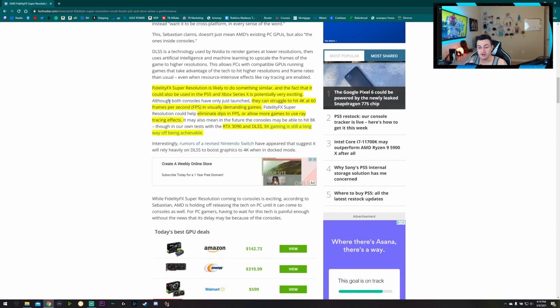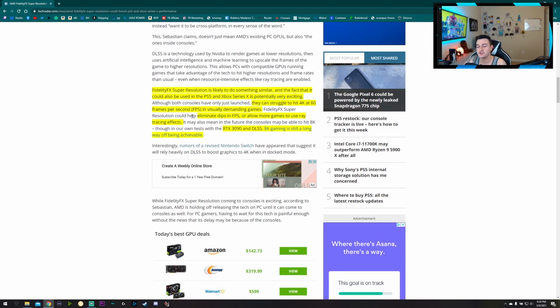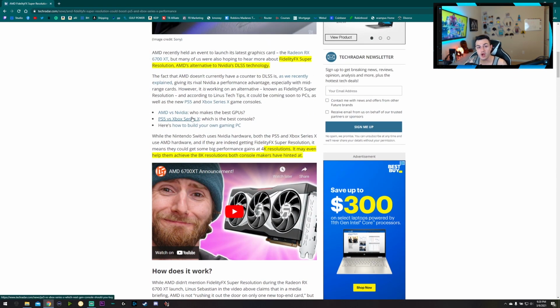It even says it right here in Tech Radar's article. Although both consoles have only just launched, so again, the game developers haven't been able to really optimize for the hardware in these consoles, they can struggle to hit 4K 60 frames in visually demanding titles, and they do. If you look at most games, Valhalla and whatnot, they're 60 frames per second. Some games do offer you an option to go into a performance mode where you prioritize frames per second, your frame rate, over sheer graphical fidelity, the most beautiful graphics, which I think is great.